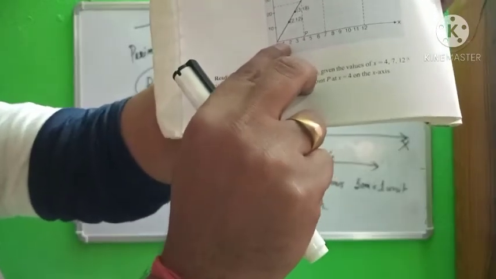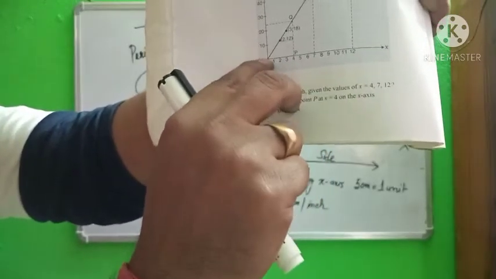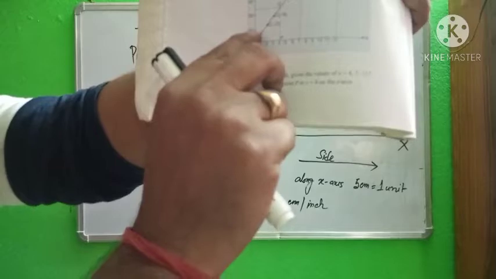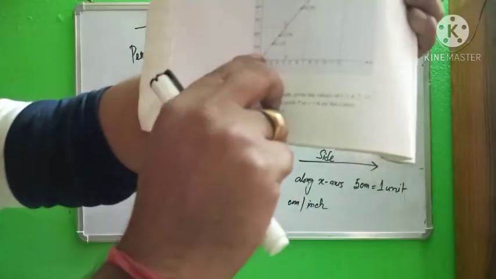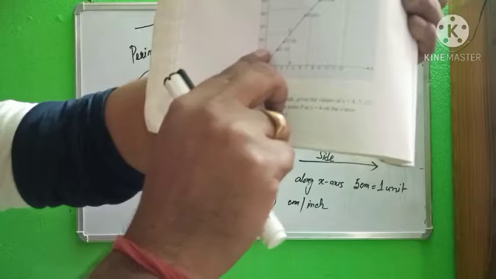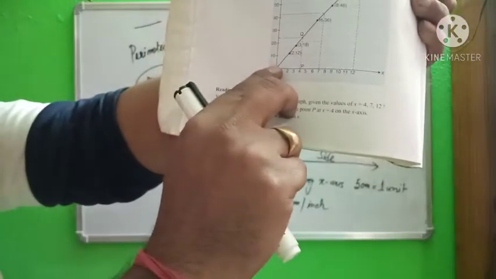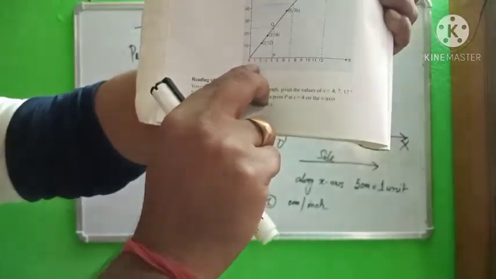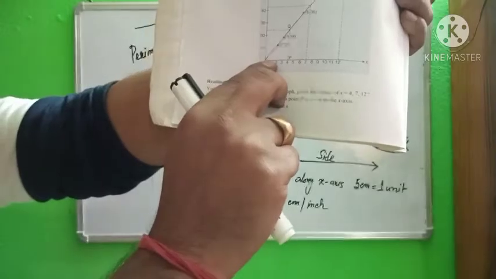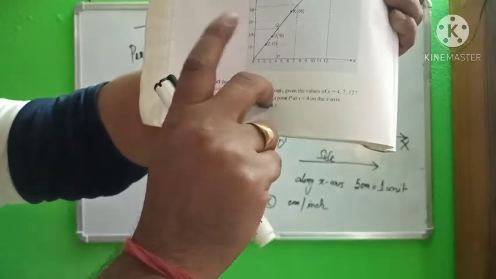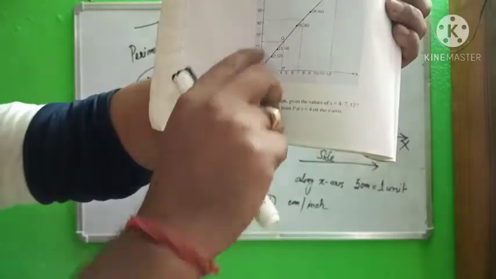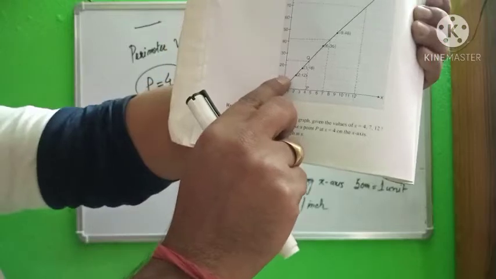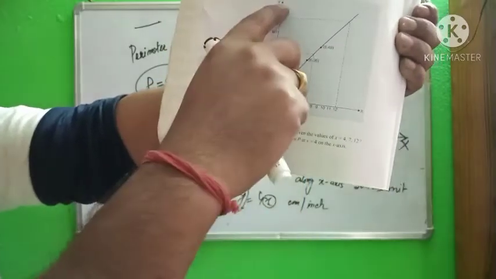Here 5 centimeter equal to 1 unit, and here 10 centimeter equal to 10 units. So along the y axis, 10 centimeter equal to 10 units, and here 5 centimeter equal to 1 unit. 5 small divisions equal to 1 is written here. So 5 small divisions equal to 1 unit, and in this way we need 80 values. So we take 10 centimeter equal to 10 units. That's why we get the 80 values.